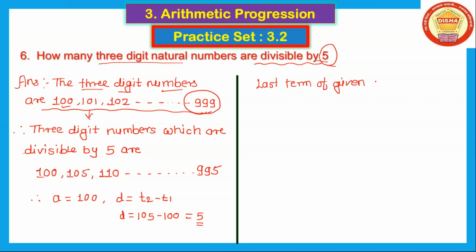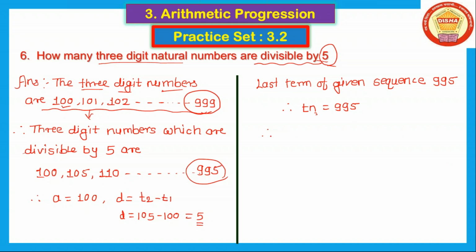Last term of the given sequence is 995. So here we consider this term, Tn is equal to 995. What is the question here? How many 3-digit natural numbers are divisible by 5? How many means here we have to find the value of n.